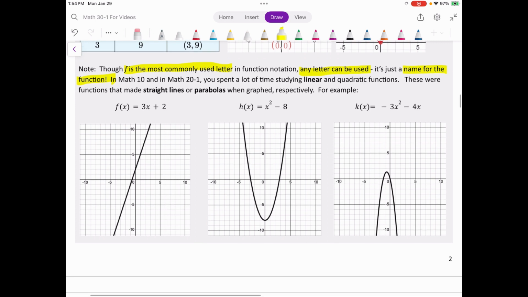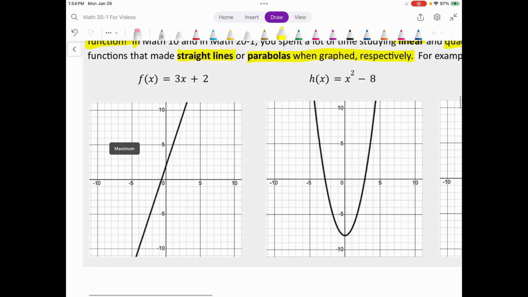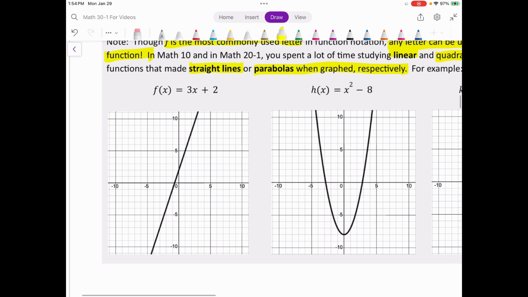So you've seen functions a lot. In Math 10, you studied them quite a bit. You looked at linear functions. In Math 20, we spent a lot more time with quadratic functions, though we also did look at linear functions in Math 20 as well. They have those names because when we draw their graphs, they make straight lines or they make parabolas. So for example, all this graph here is showing us is everywhere where the y value is equal to 3 times the x value plus 2.